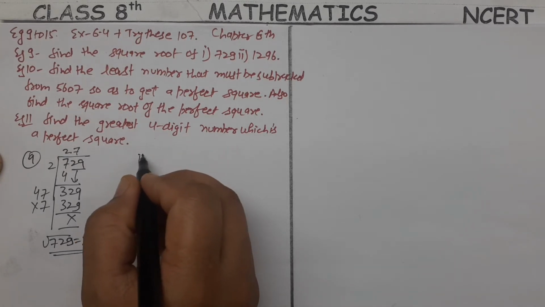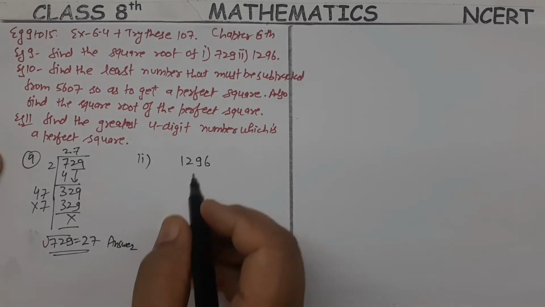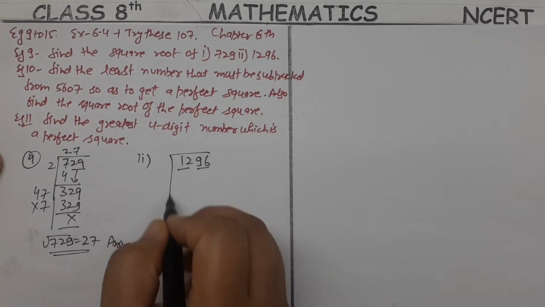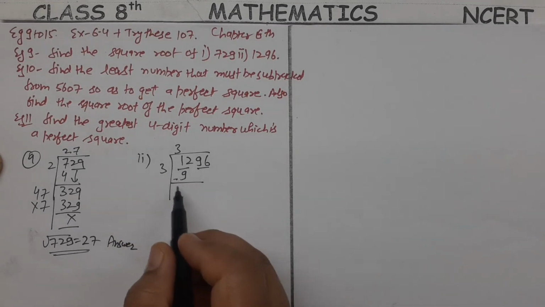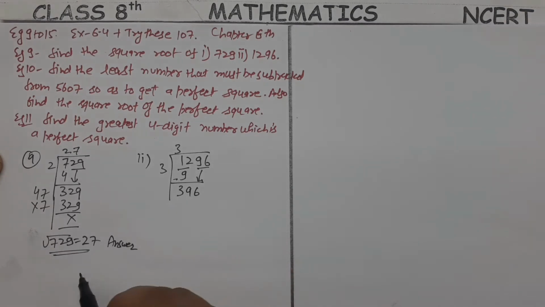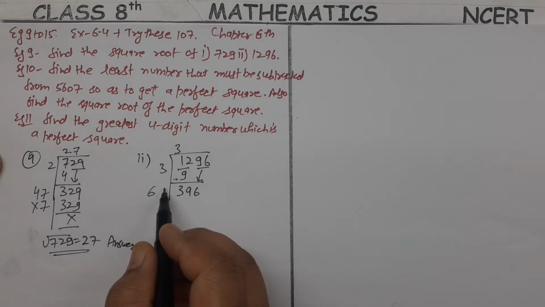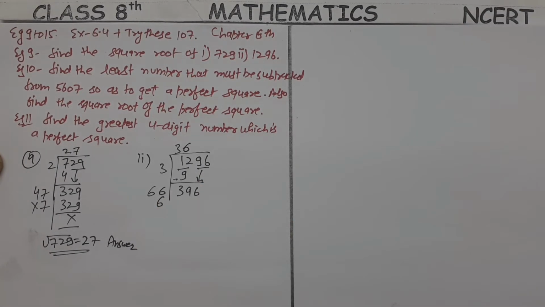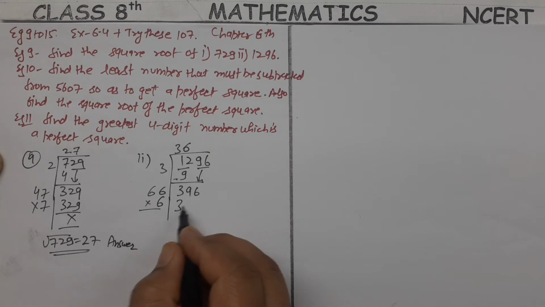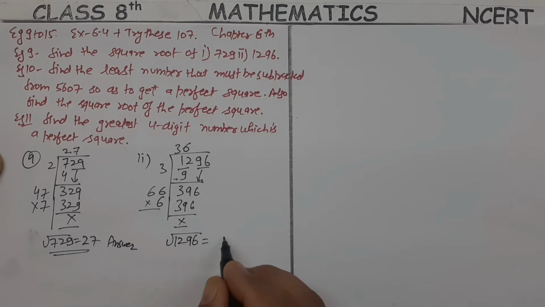Next, the second part, 1296. Pair. 3 3s are 9. Subtract. Pair as 96. Double of 3 is 6. Write here 6 multiplied by 6. Write 6 in the quotient also. After multiplication we have 396. Subtract, remainder 0. Hence the square root of this number is 36.